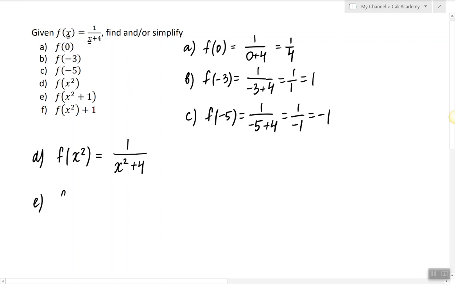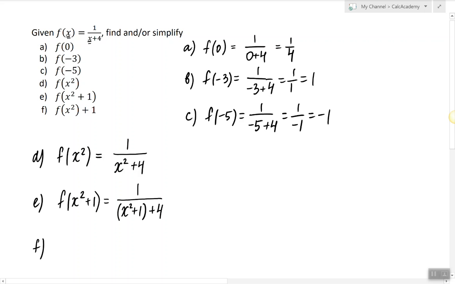In part E, we again are asked to plug in something that is not a number, and this time it's x squared plus 1. So once again, I replace x in the definition of the function with x squared plus 1.